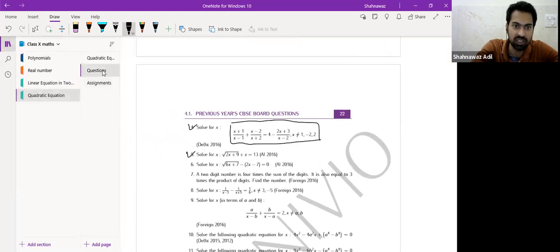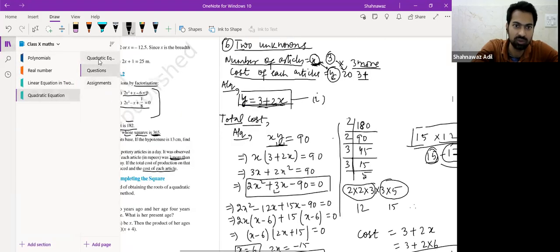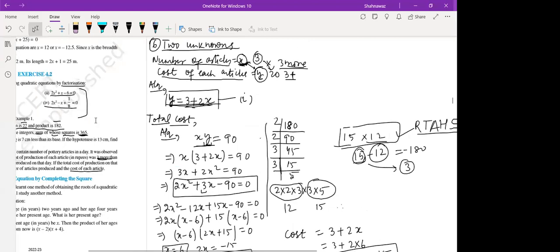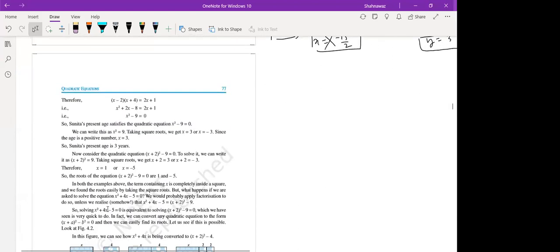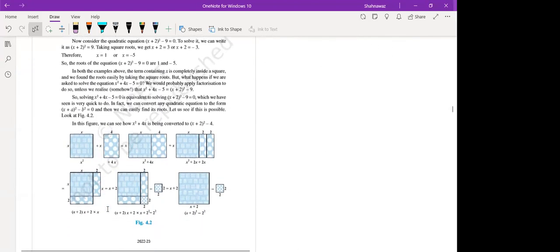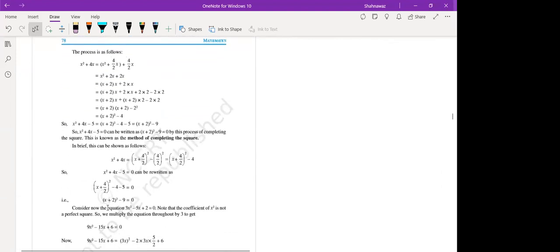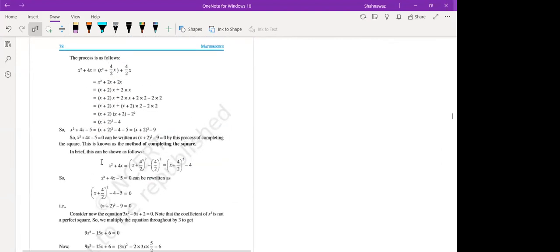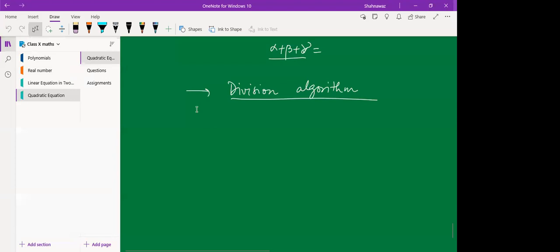So let us get back to, well, first let me see the question. Let us take, yes, this one. So x square plus 4x minus 5, right? So let us take this example, and then from this example, I will tell you the completing the square.